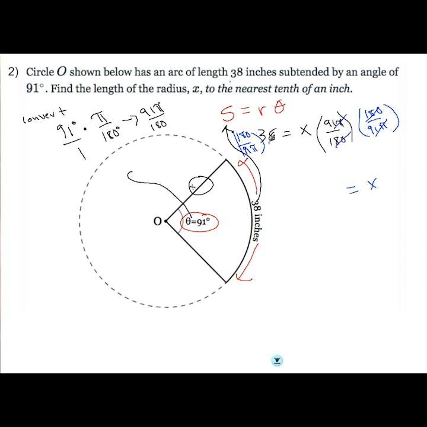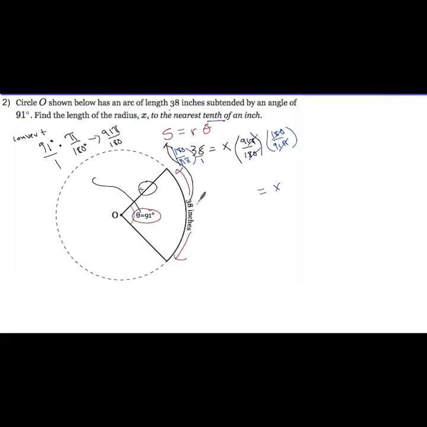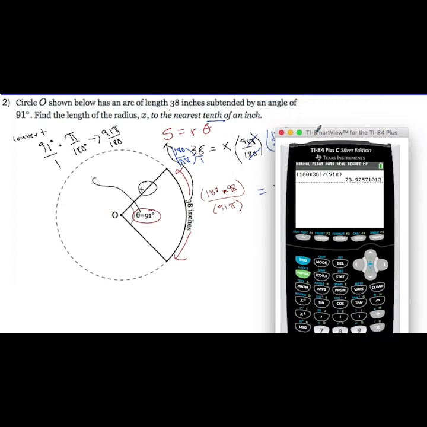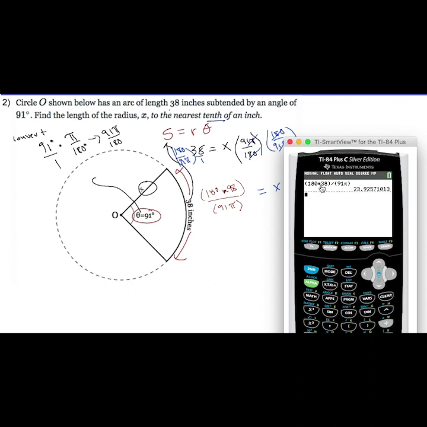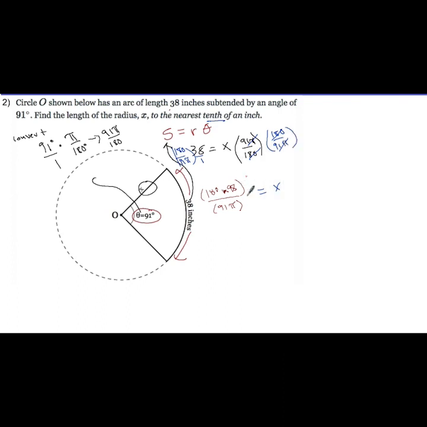And over here, let's just simplify. So we have 38 over 1, we'll turn that into a fraction. And then what does it say? Nearest tenth of an inch. This is how I would compute that. I would make sure that I found the product of 180 and 38, so 180 times 38 all over parentheses 91 pi. So it kind of looks like this. Just to show you what that looks like on your calculator: 180 times 38. Oh, my apologies here, that is 38. My bad.